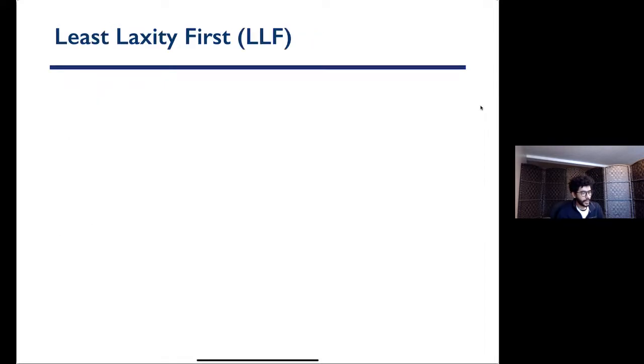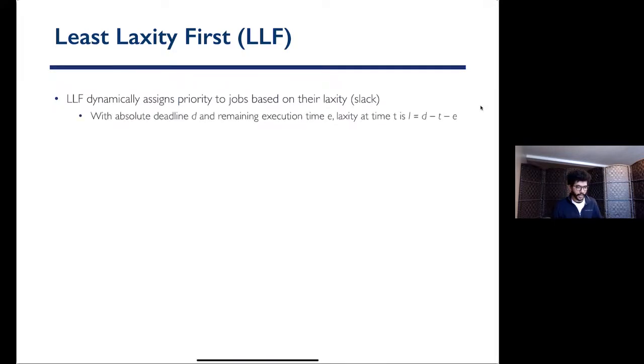Okay, so now our last example will be from the class of fully dynamic. So you should expect to see priorities being assigned to jobs, and the priorities should change over time. So in order for me to define LLF, what it does is it assigns priority to a job based on its laxity. Now, what is laxity? Laxity means how much time I have left until my deadline. So let's say that you have an absolute deadline at time D, and a remaining execution time of E. Your laxity is basically D minus T minus E.